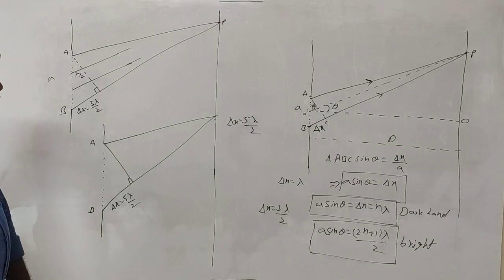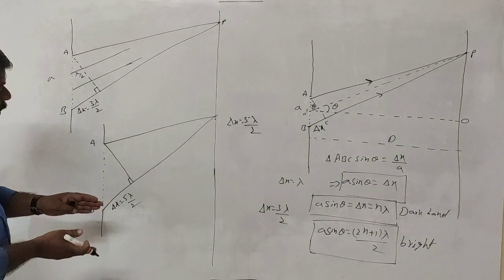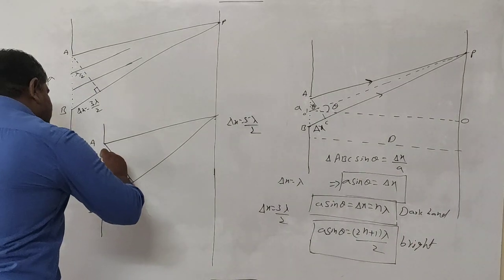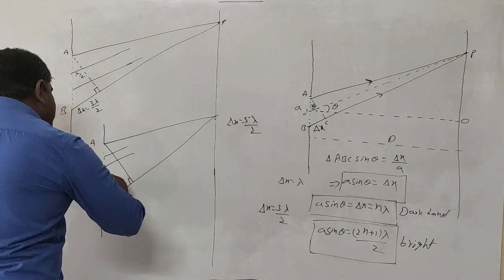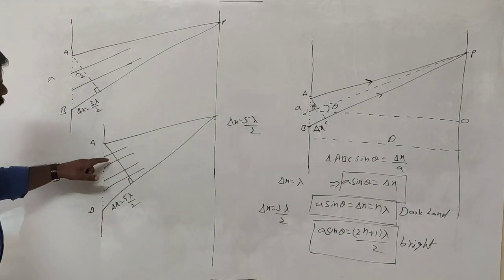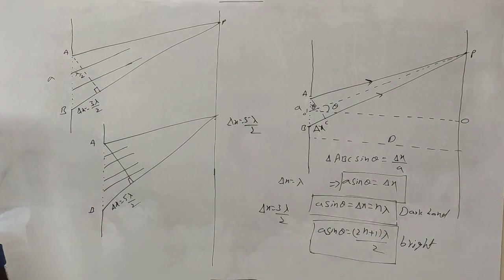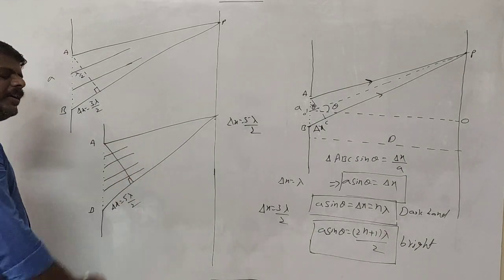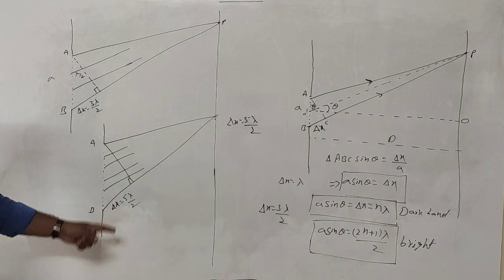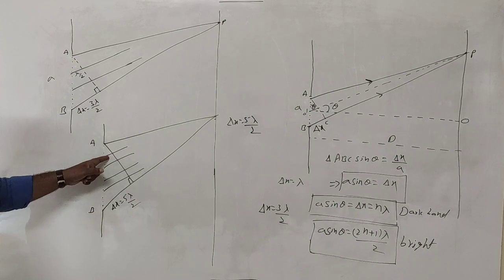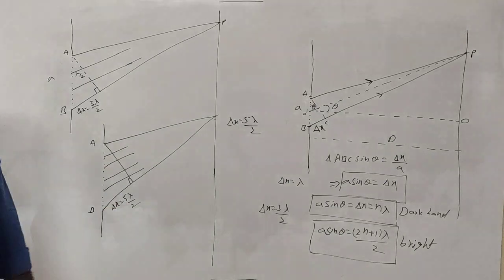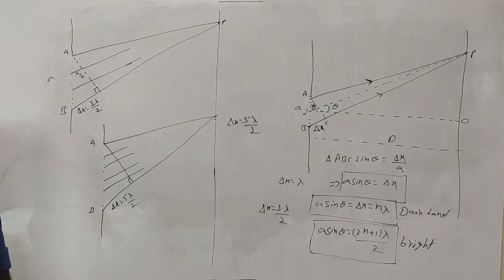When I take 5 lambda by 2, how many parts am I going to divide the slit into? 5 parts. This is the first part, second part, third part, and so on: 1, 2, 3, 4, 5 parts you are going to divide into. When you divide into 5 equal parts, what will the path difference be? Between them it will be lambda by 2, 2 lambda by 2, 3 lambda by 2, 4 lambda by 2, 5 lambda by 2. Like that the path differences are produced.